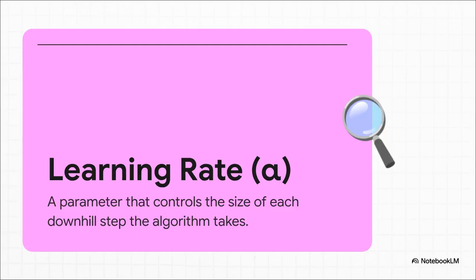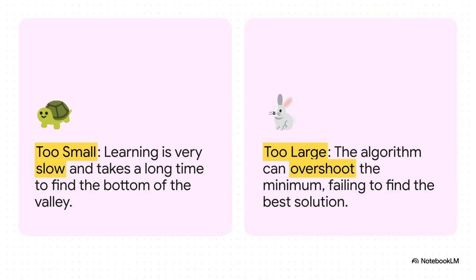Okay, but there's a really critical detail here. How big are those steps it's taking? In machine learning, we call this the learning rate. And trust me, getting this one parameter right is absolutely crucial. Because think about it, if your steps are way too small, yeah, you'll eventually get to the bottom of the valley, but it's going to take forever.